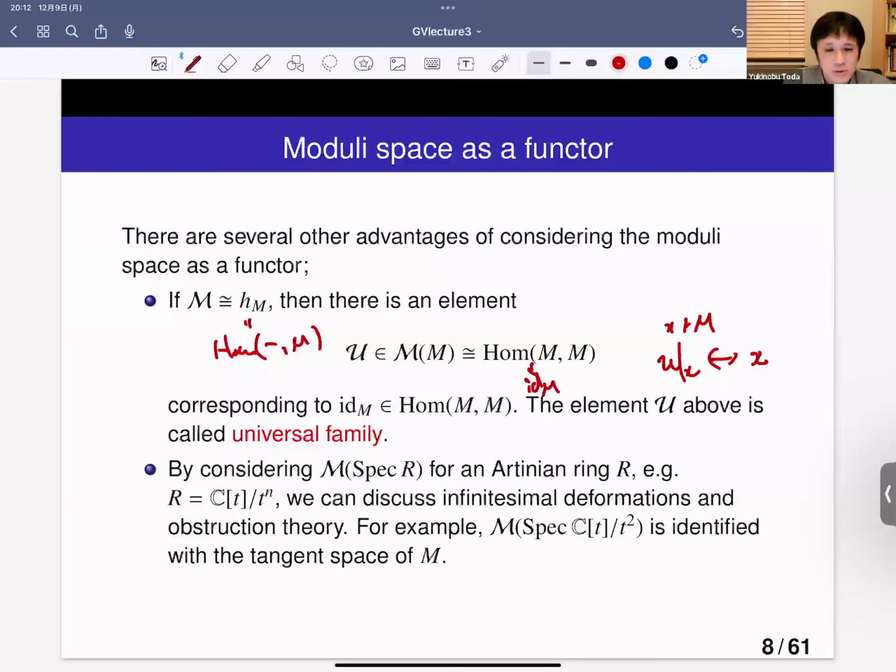Another point is that we can also consider not only a point, but families over the spectrum of an Artinian ring.